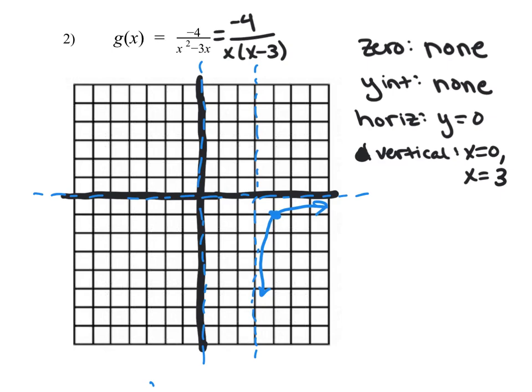Which gives us negative 4 over 4, which is negative 1. And then we have this graph. And then we're left with what's in here. So if we pick a value for x of 1 and 2, either one, let's do 2, then it's negative 4 over 2 times negative 1. So that's negative 4 over negative 2, which is 2.